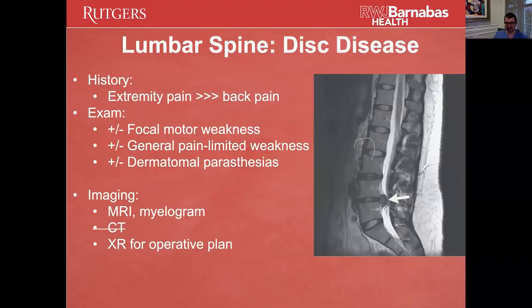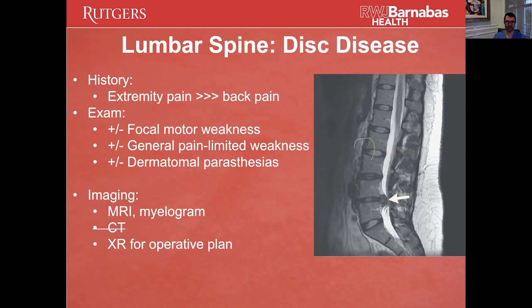So we're going to start with disc disease. When you collect a history on this patient, they're primarily going to be complaining about extremity pain as opposed to back pain. When you examine them, they may have some focal motor weakness in a specific muscle group. If they have general weakness where both legs are weak in every muscle group, that may be more pain limited. And paresthesias, so pins and needles, loss of sensation, that's usually in a specific dermatome because it's a specific nerve that's compressed.